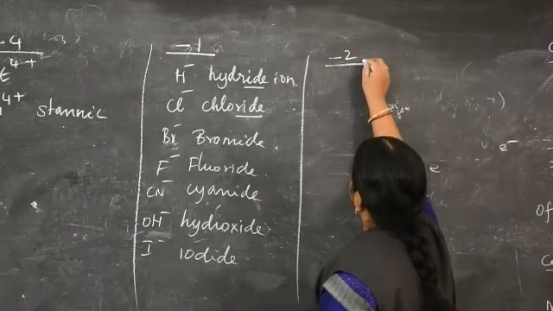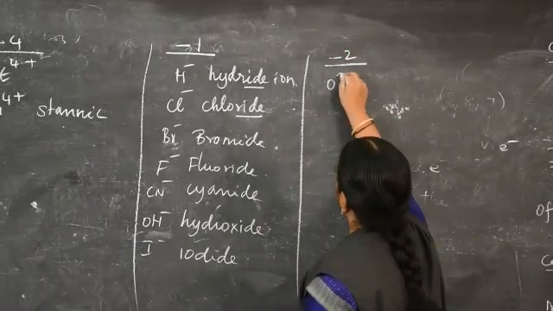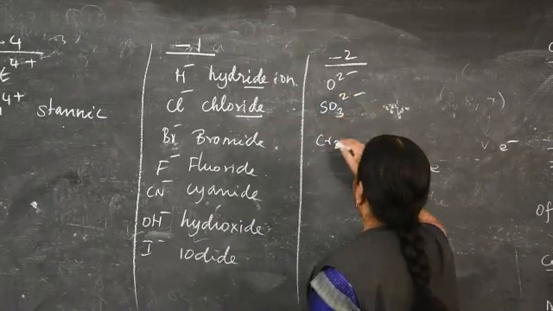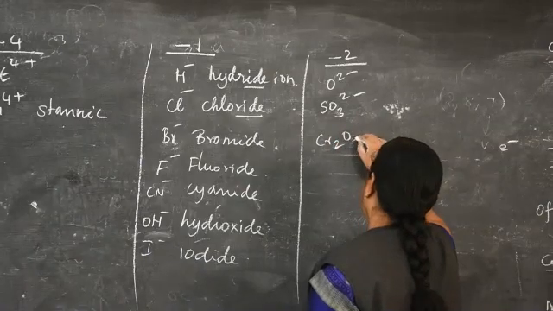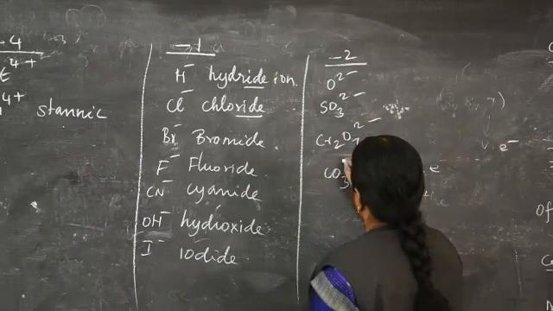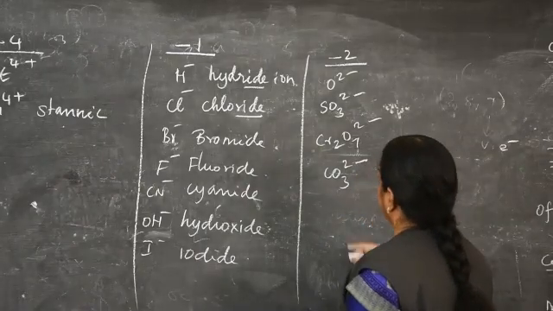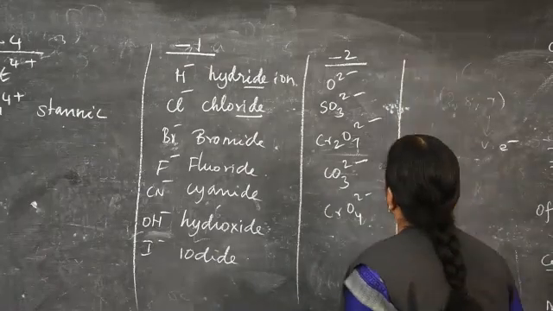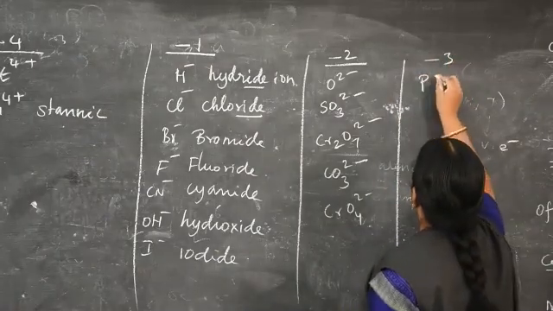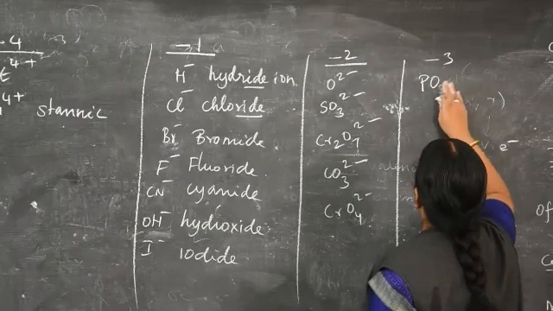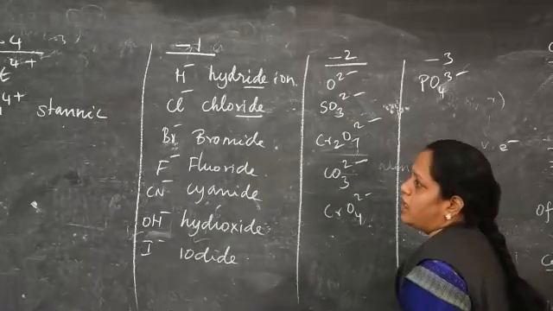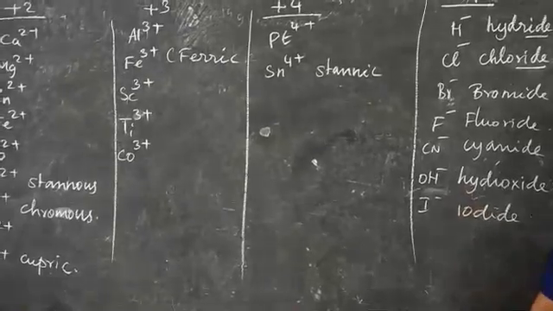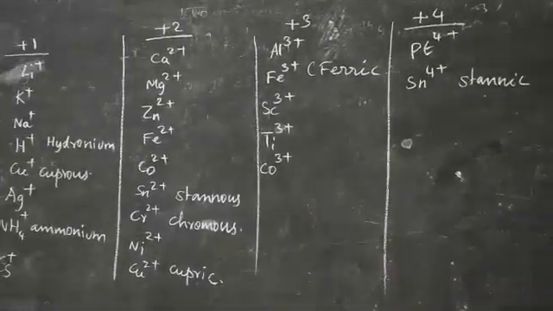Minus 2. O2-, SO3 2-, compound. These are compound ion. Cr2O7 2-, CO3 2-, like that. CrO4 2-, like that. Minus 3, PO3, PO4 3-, like that. So what is the uses of this one? By using these charges present in a given element, you write the chemical formula for any compound.